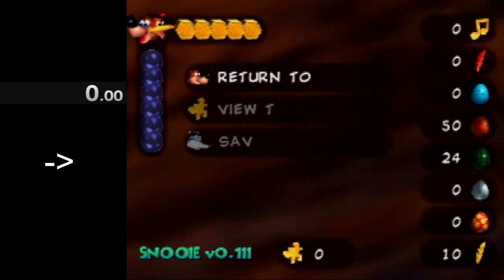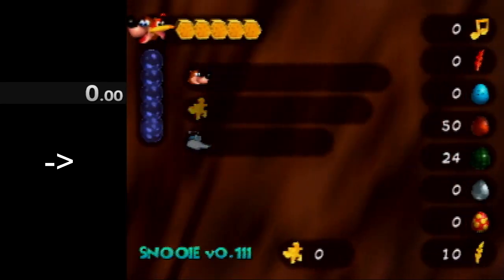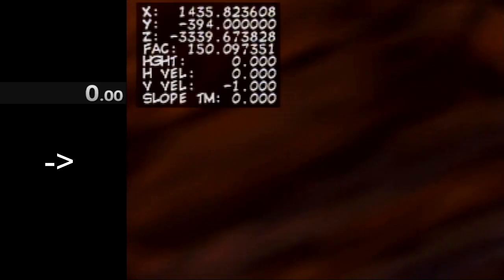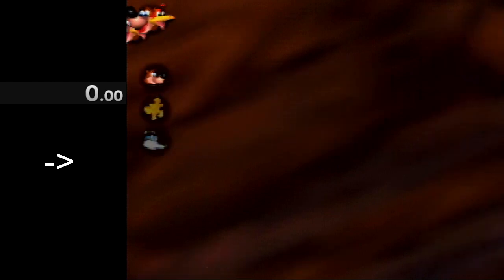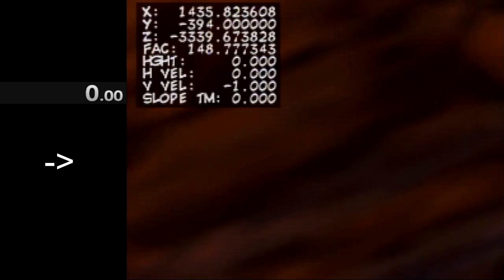Right there, pause. Now let's see. Oh, sorry, 146. That's not right. So we're just gonna do this a couple times until we just get it. And be careful, because this one you can also get lag frames pretty easily. 150. It's not good. Okay, so this is the right frame. 148.77. That's correct.